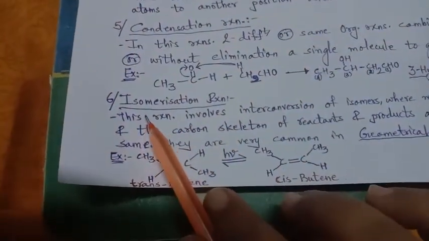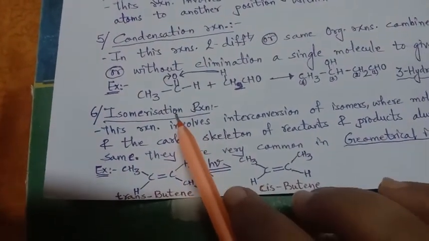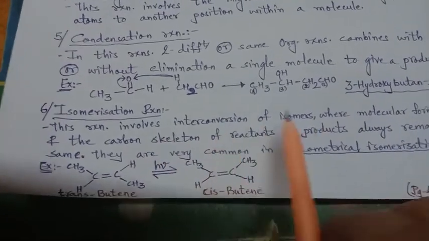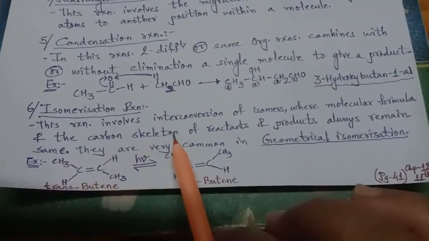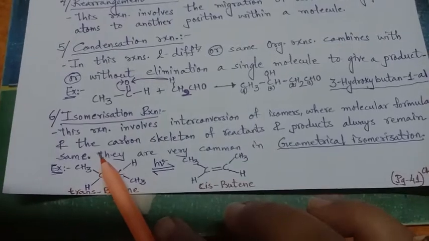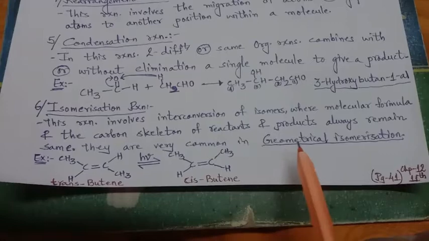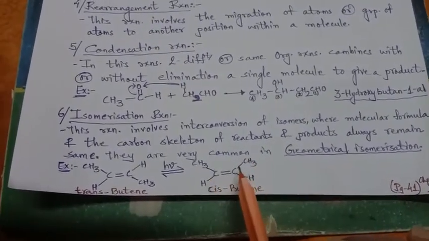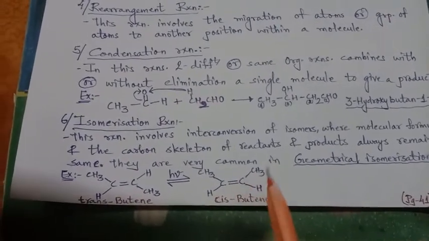And the sixth type of reaction is isomerization reaction. Isomerization. The reaction involves interconversion of isomers, where the molecular formula and the carbon skeleton of the reactants and products always remain the same. Only interconversion will take place. So mostly it takes place in geometrical isomerization, where the reactant and product skeleton remain the same. Only the change in position, interconversion of the position, takes place.